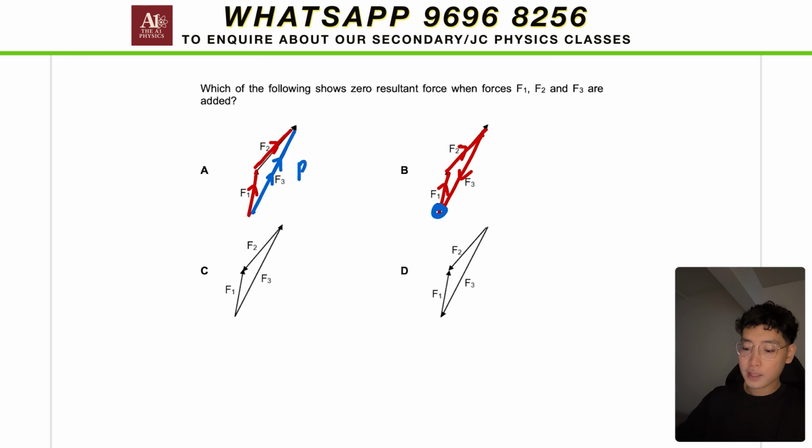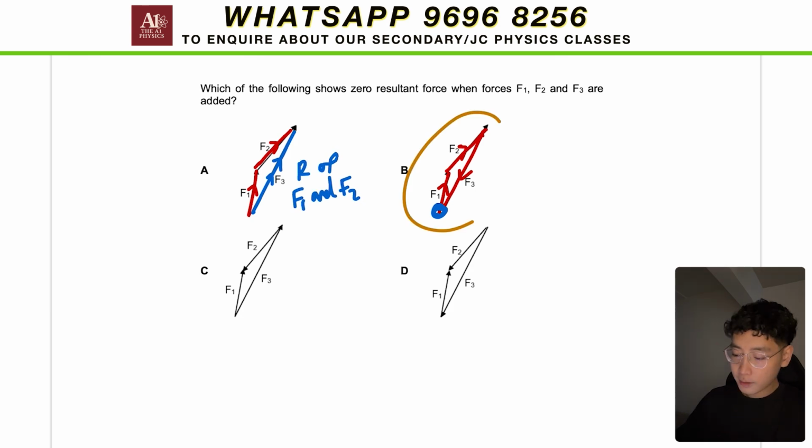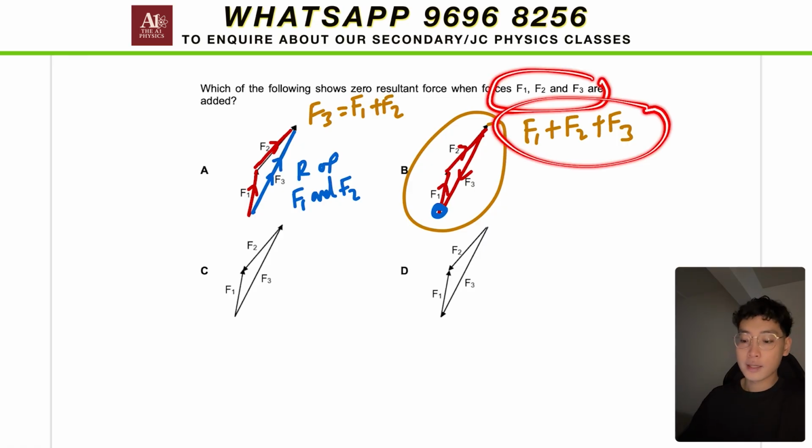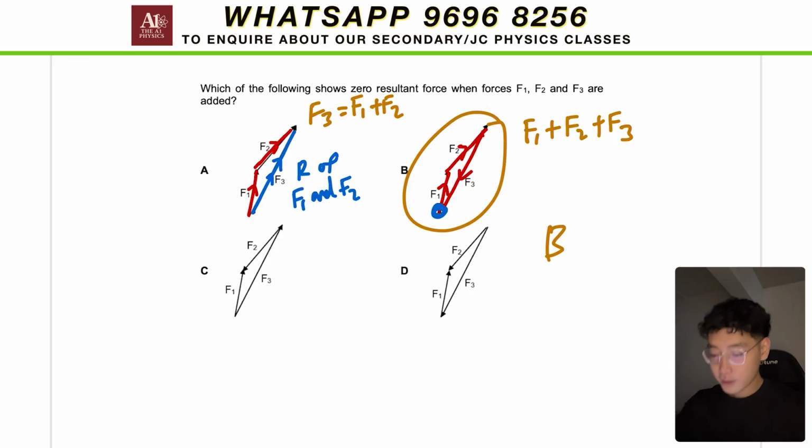So F3 is actually the resultant of F1 and F2. This one is F1 plus F2 plus F3 added together. But in this case, F3 equals F1 plus F2, right? F3 is the resultant of F1 and F2. But in this question we want to find what's the resultant when all of them are added together, and there's 0 resultant force, right? So the answer for this question is B.